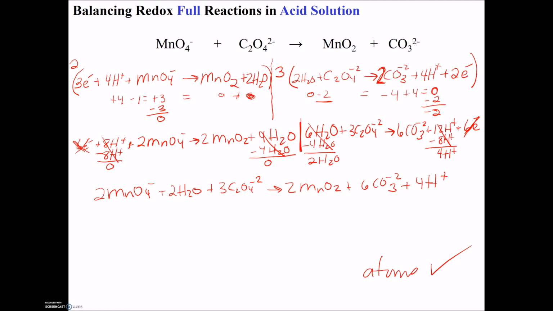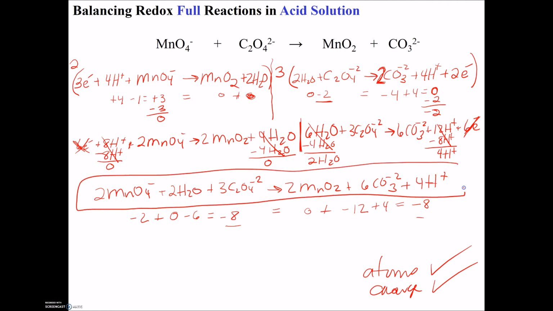Now, charge. We have -2 plus, there's no charge here, water's always 0. 3 times a -2. 3 times 2 is 6, so that'd be a -6. So my total charge on this side is -8. Hopefully it's the same over here. This is 0. 6 times a -2. 6 times 2 is 12, so that's a -12. And then we have +4. So that would be -8. Yay, -8, -8. Charge is checked. I know, it's a lot of work. How'd you do? So this is good. We are good to go.